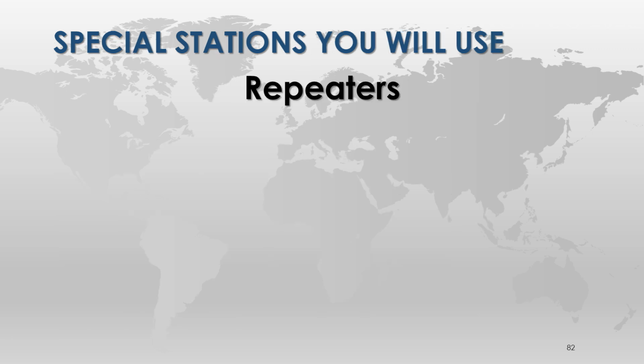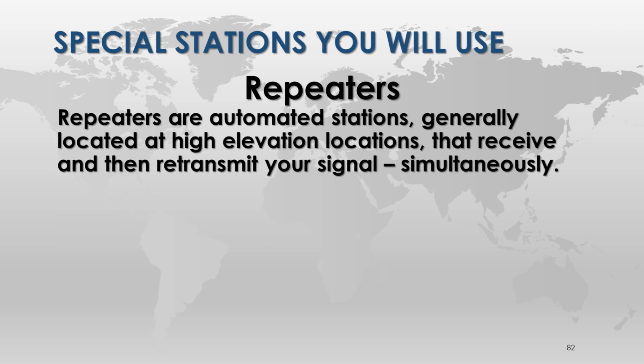Special stations that you'll use: repeaters. Repeaters are automated stations generally located at high elevation locations that receive and then retransmit your signal simultaneously. So it comes in on the antenna, goes into the receiver side of the repeater. Then the transmitter side sends it right back out the same feed line and the same antenna. So the signals are passing each other. And we're able to do that without blowing things up because we have these filters in there that allow things to go certain directions.